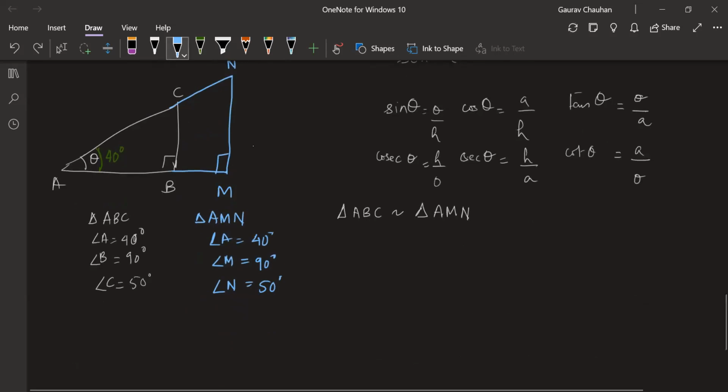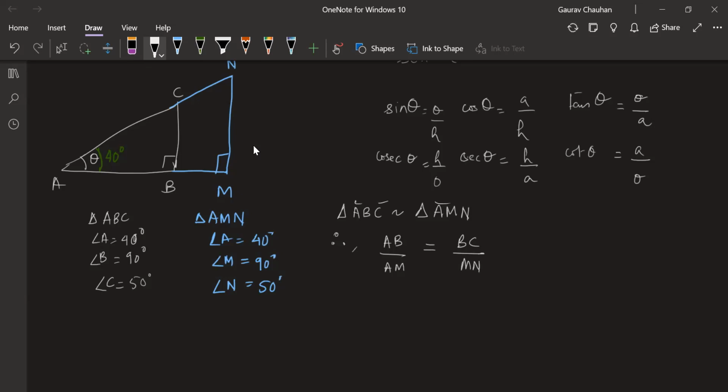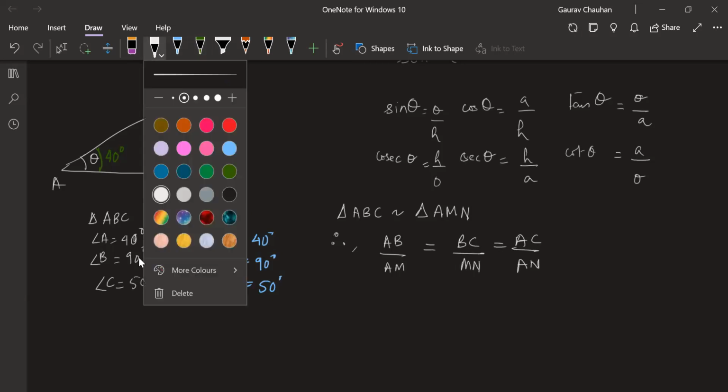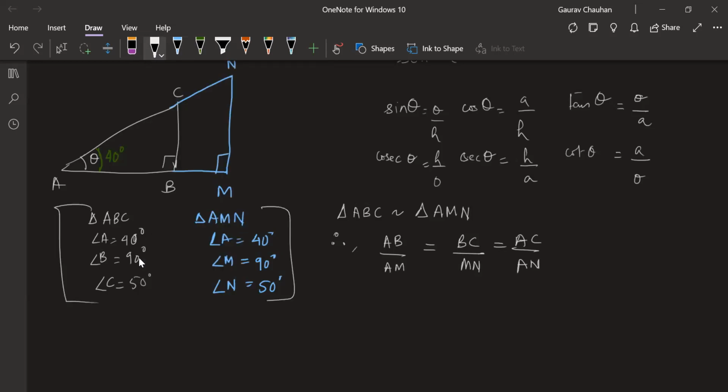So our conclusion is that if this is the case, then we can write, therefore, the ratios of the corresponding sides, AB by AM, BC by MN, and AC by AN. These three ratios have to be the same. That's the logical conclusion which follows because these two triangles are similar, which we have shown here.